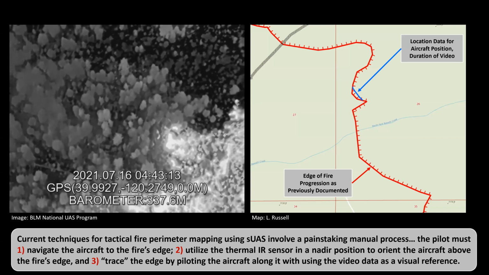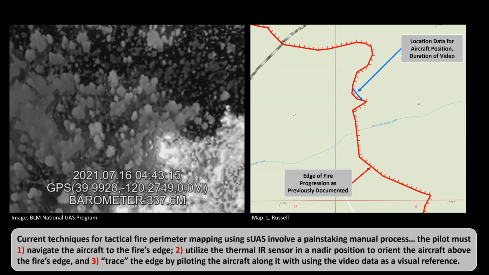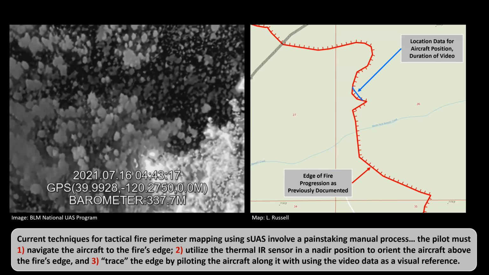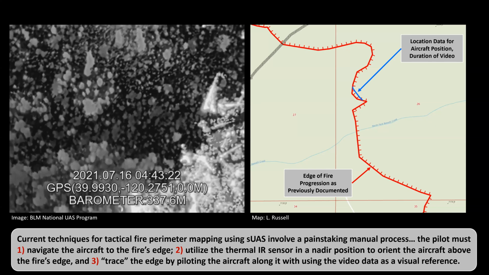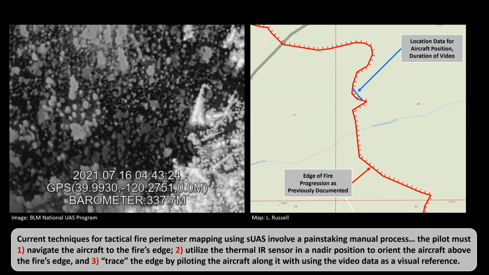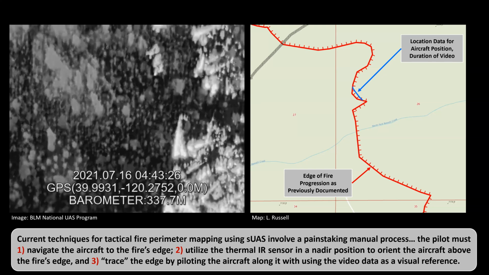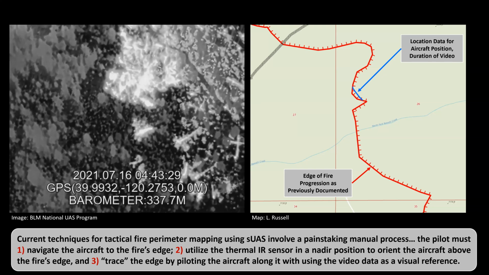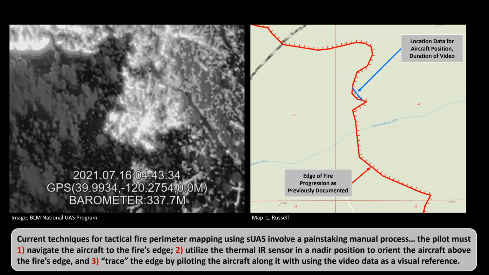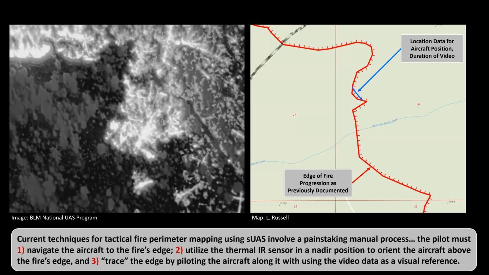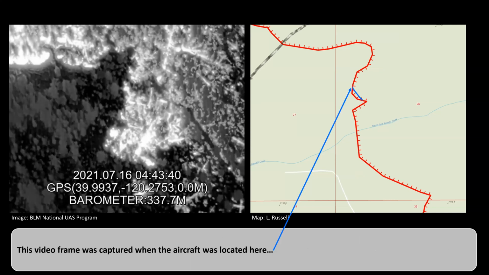And one of the major ways that UAS pilots go about collecting linear feature data in order to capture the fire's edge is they'll position the aircraft above the fire, and then they'll fly along with the camera looking straight down at nadir and basically trace the fire's edge. But that's a pretty time-intensive process. And as you can see, this shows one of those last frames on the video on that previous slide.